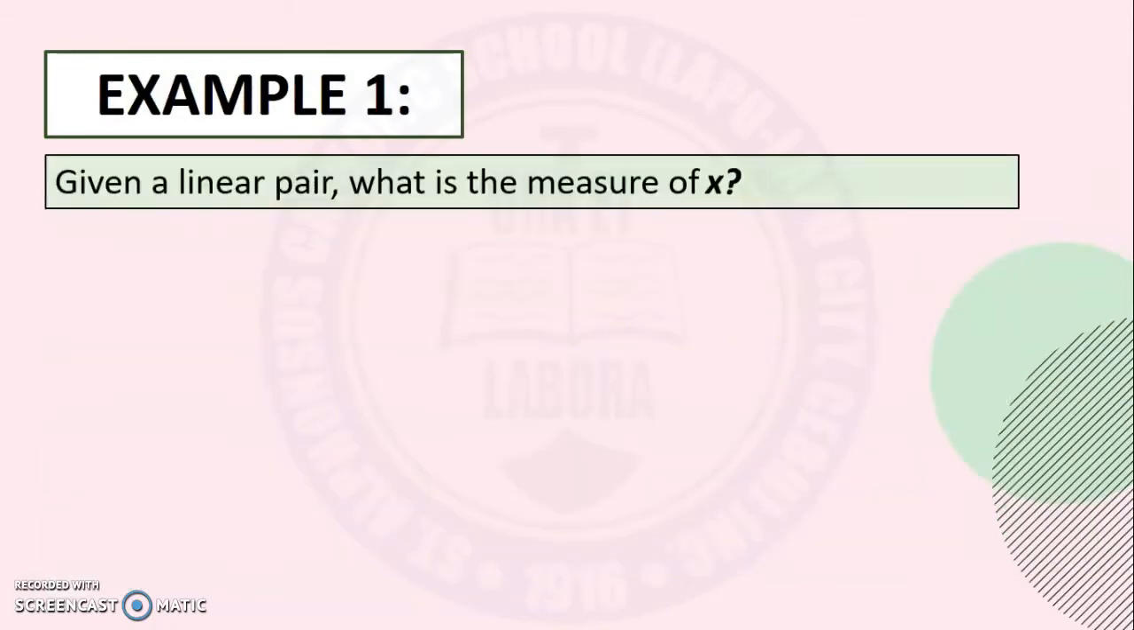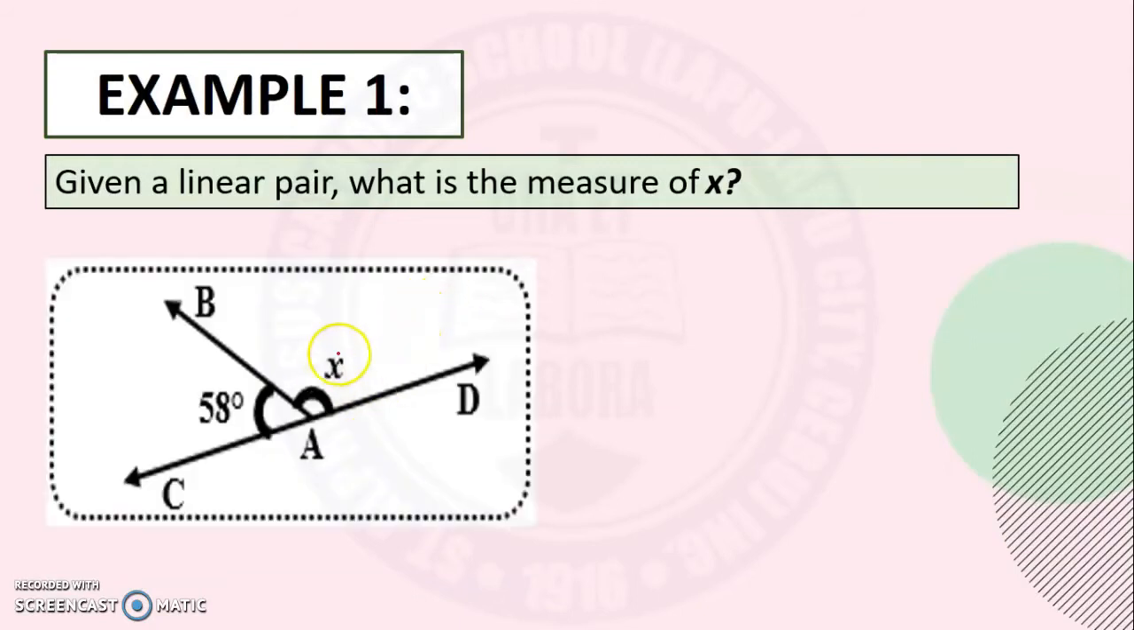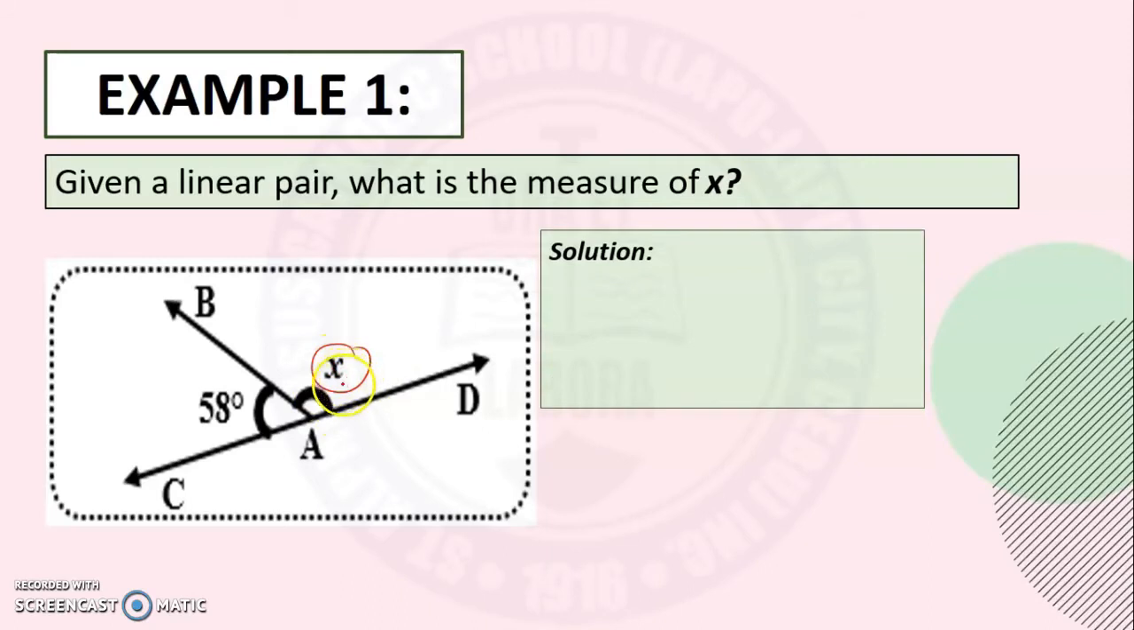Now, let's have an example. Example number 1. Given a linear pair, what is the measure of x? So in this figure, again, we have here two angles. Angle CAB, which has a measure of 58 degrees, and angle BAD, which has a missing measure, and we represent that as x. Now we need to solve for x. To solve for x, we all know that these two angles are a linear pair. So that means their sum is 180 degrees. So if we are going to add 58 degrees plus x, it is equal to 180 degrees.